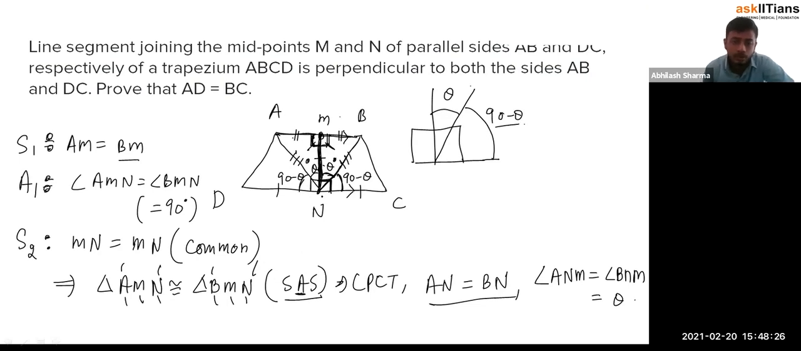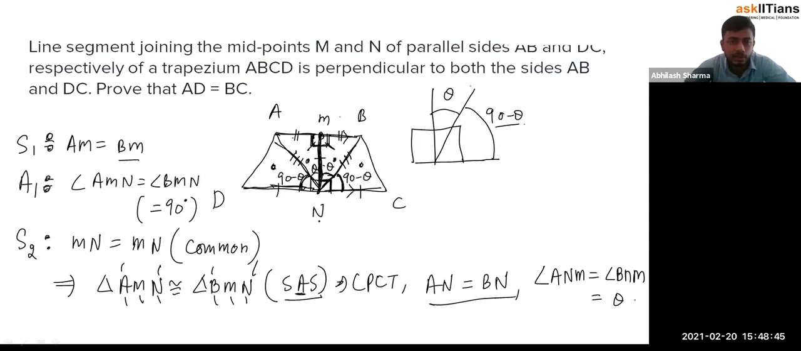So now look, now consider these two triangles. What will we use in them? Just apply a little bit of brain. This side length is equal to this side length, then this angle is equal to this angle, then this side length is equal to this side length. So it is so obvious to see SAS should be used.